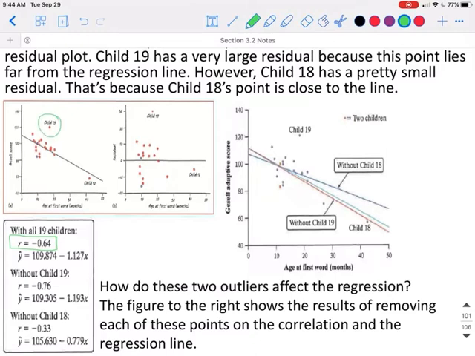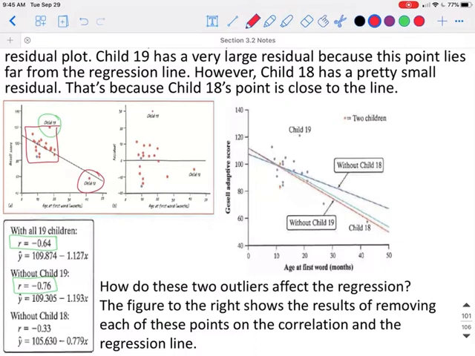Now, if we remove child 19, which is an outlier in the Y direction, the R value actually does increase just slightly, and it is indicated by the red line on the right. The line is a little different, but it doesn't change much, and the R value doesn't change much. On the other hand, child 18 is an outlier in the X direction. If you notice, all the other children are clustered together over here on the left, and child 18 is all the way to the right. So they are an outlier in the X direction.